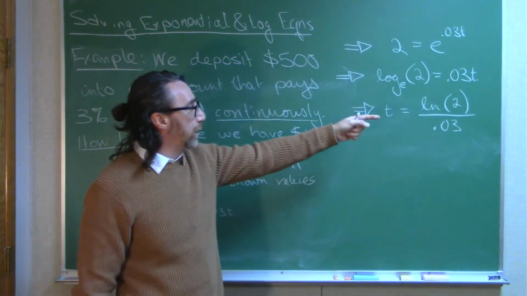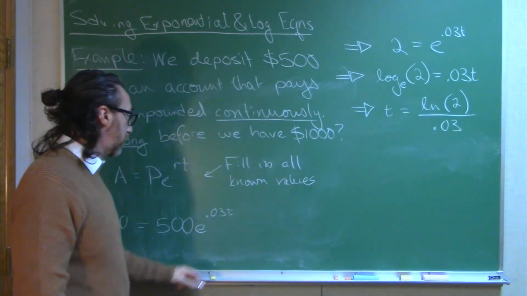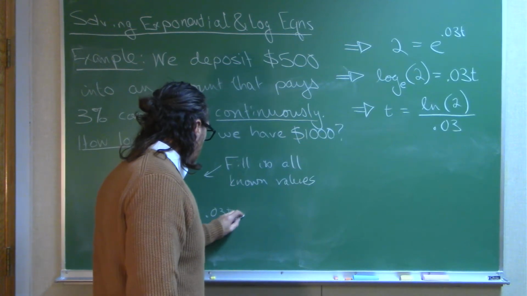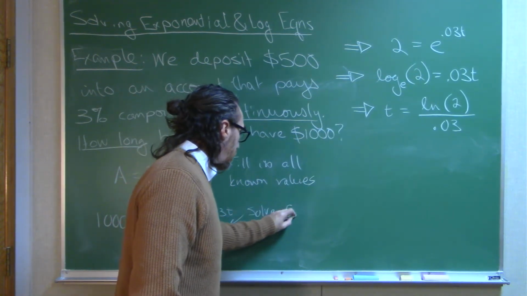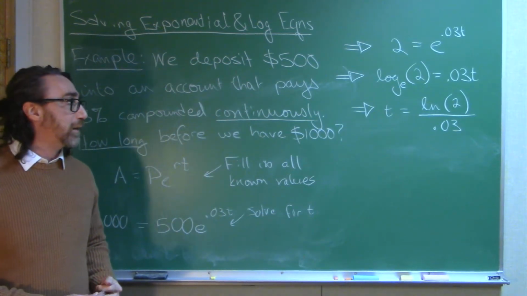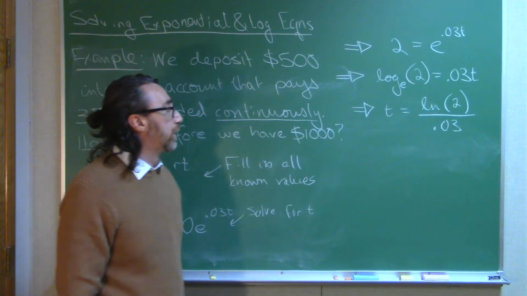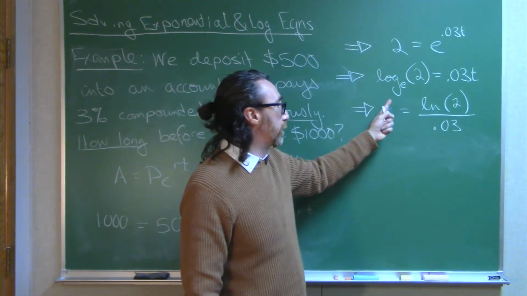Notice what I did here. I want to solve for t. Okay, fill in all known values, and then once all known values are filled in, we're going to solve for t. Solve for the remaining unknown value. So in order to get t by itself, I had to divide both sides by 0.03.